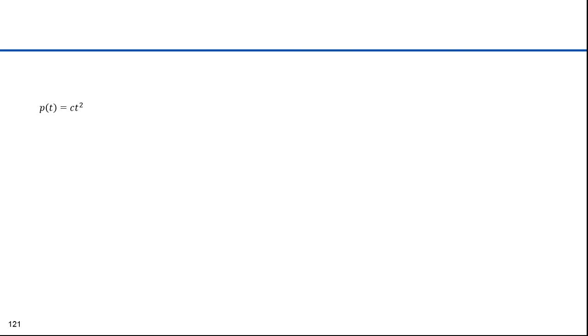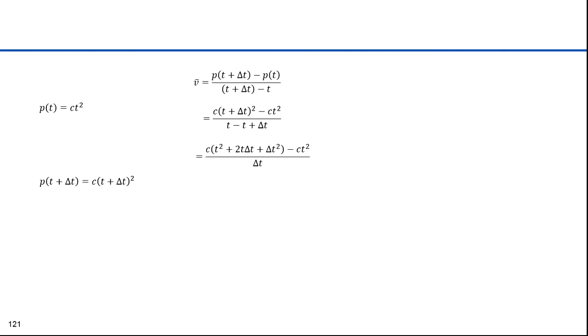The derivative lies at the heart of calculus. Start with the equation for distance given time, p of t equals c times t squared. Let's then compute p of t plus some delta t, where delta t is greater than 0. We called delta t t1 before, now let's call it delta t. Here's the equation for average velocity between t and t plus delta t. P of t is ct squared. Let's make that substitution. Let's also rearrange the terms in the denominator. The t minus t is going to cancel out, leaving us with delta t.